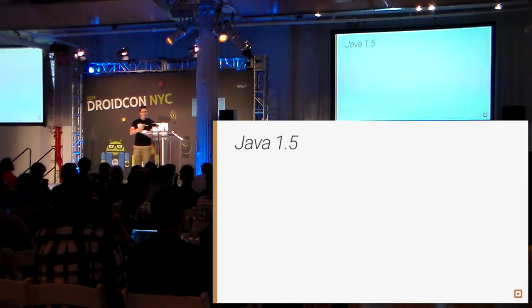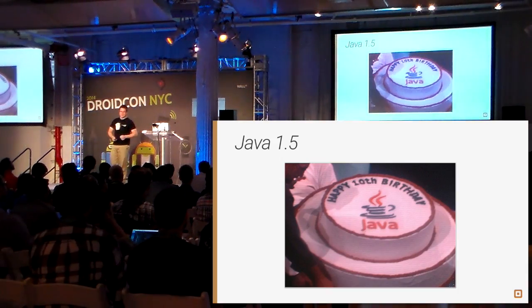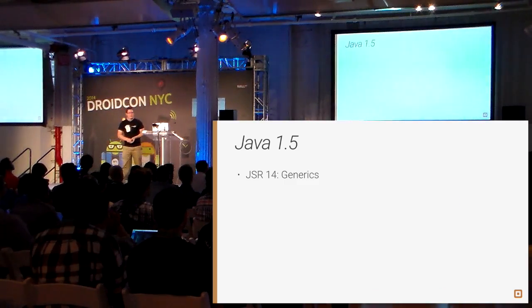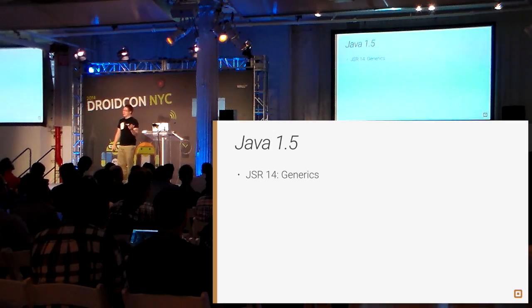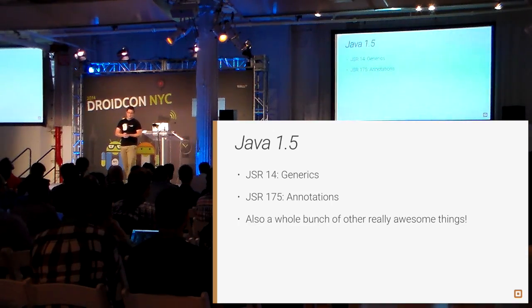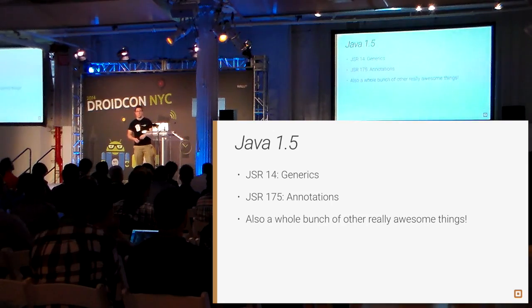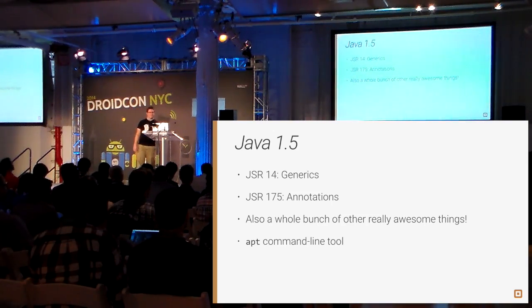Java 1.5 was released in September of 2004. So happy 10th birthday, Java 1.5. And it came with all kinds of really cool stuff. Generics, which it's hard to believe these never existed. Annotations, of course. And a whole bunch of other awesome things. I'm not going to go into them, but generics and annotations are the two that are going to be most able to be leveraged by annotation processing.